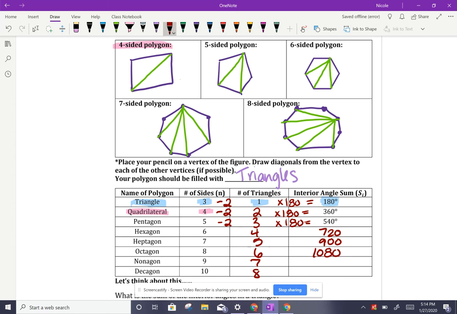That's right. And then 1260. And then 1440. So let's think about that, and we're going to talk about some questions here in just a second.